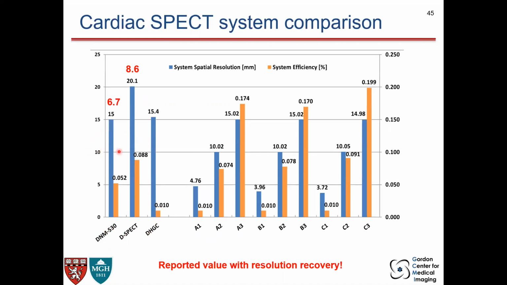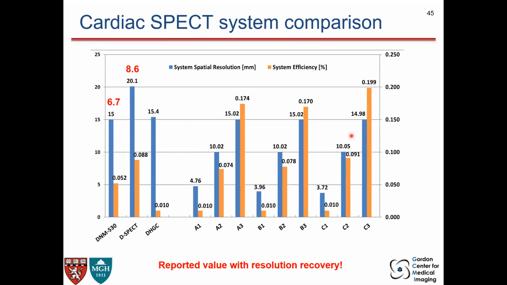In a way, if you want to measure the true intrinsic resolution of the system, for DSPECT it is about 20 millimeter. The conventional dual head gamma camera is 15 millimeter. And the new GE system, CZT-based system, is 15 millimeter. With the resolution recovery, you get 8 millimeter here and 6.7 millimeter for the GE system.